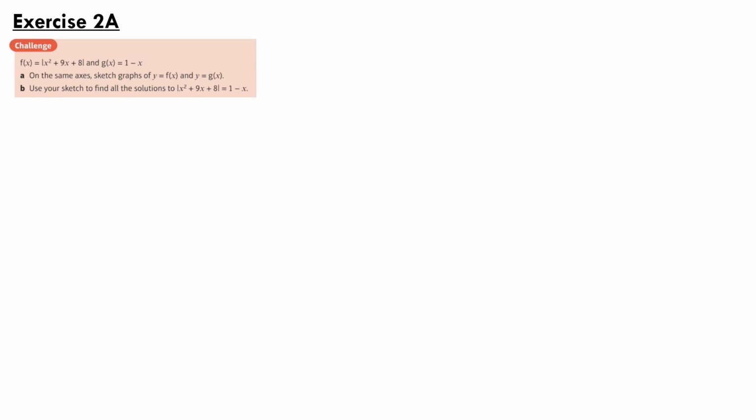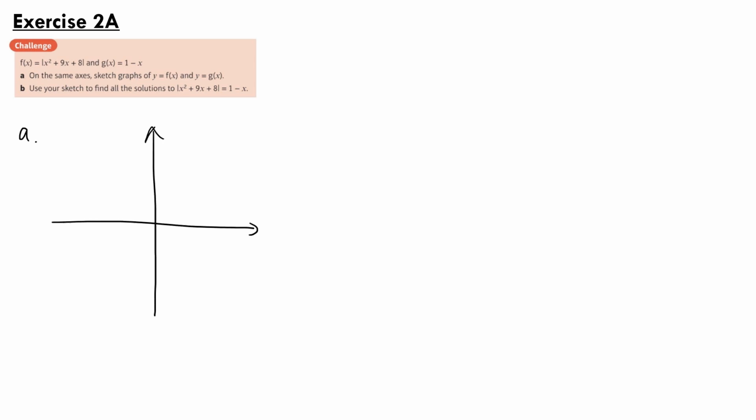Okay, our first question comes from exercise 2A. We're given two functions, f of x equals the modulus of x squared plus 9x plus 8, and also g of x which equals 1 minus x. And part A wants us to sketch these two on the same axes.